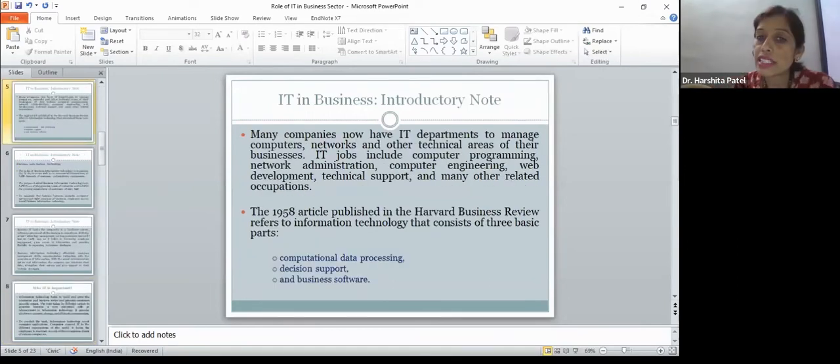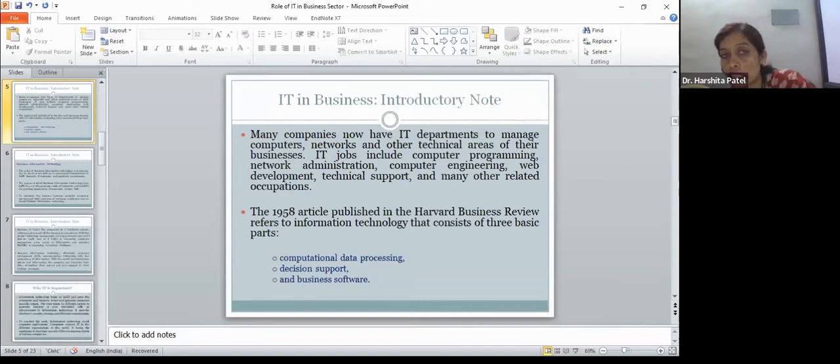Many companies now have IT departments to manage computers, networks, and other technical areas of their business. Even business colleges, institutions, and schools have IT departments. They have teachers who are experts in their field, especially IT. Why so? Because the need for IT is there in business. IT jobs include computer programming, network administration, computer engineering, web development, technical support, and many other related occupations for most companies.